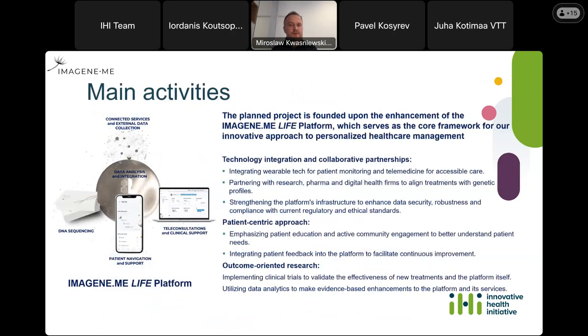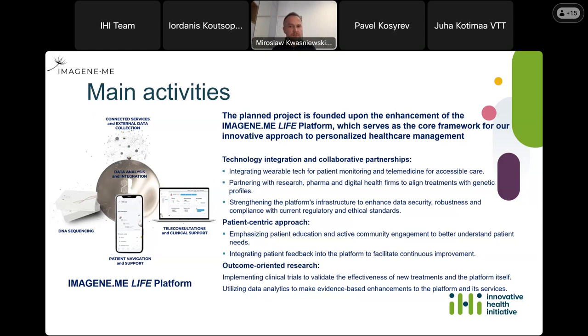Our plans for the Genocardia project involve expanding the capabilities of our Imagine Me Life platform into a comprehensive integrative management system. We aim to enhance our platform's ability to connect patients with a wider network of stakeholders, including specialists in medical device data collection, telemonitoring, and personalized healthcare planning.